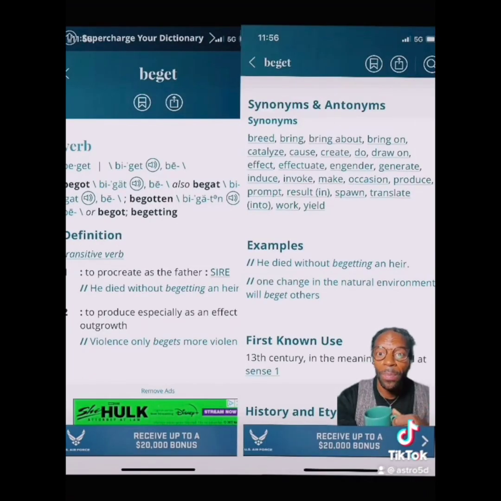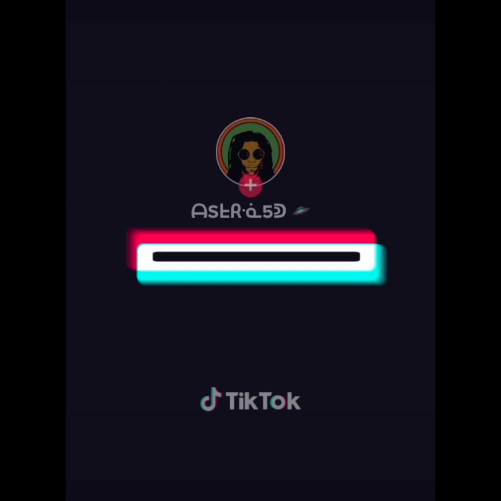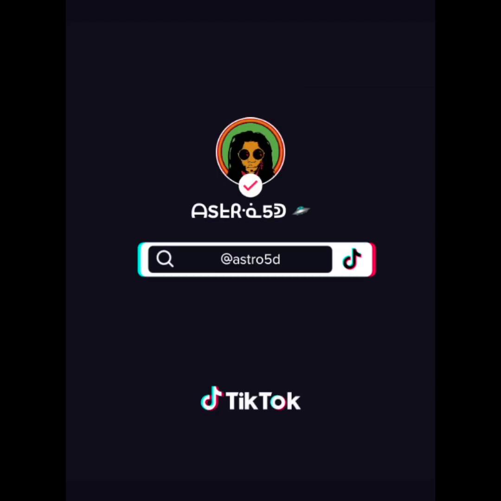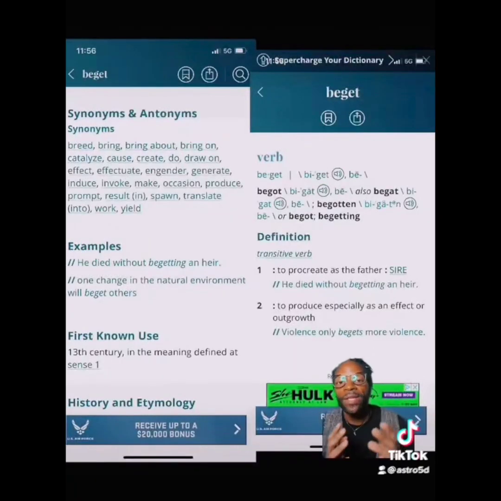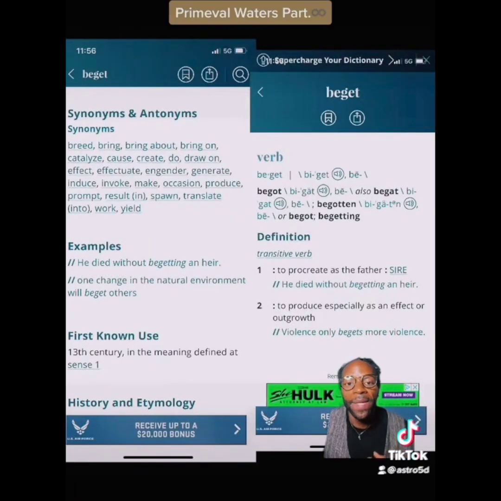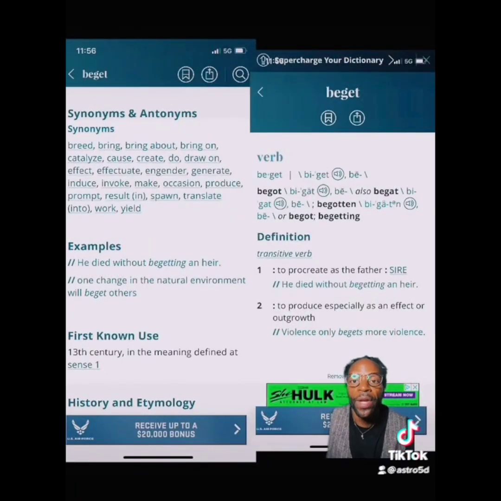Well, beget is to procreate as the Father. Primeval Waters, the great part 8. Let's get into it. So begotten is from beget, and it means to procreate as the father. Here are some synonyms of beget that I would like to point out: generate, induce, produce, spawn, or create. And one more, bring about.